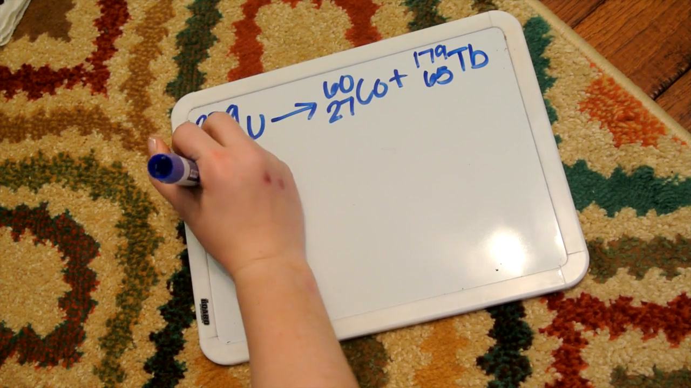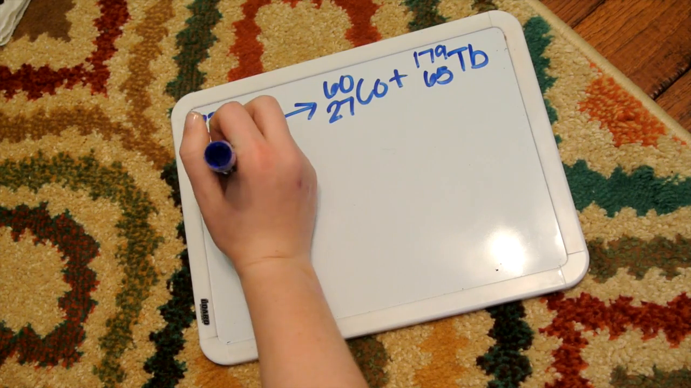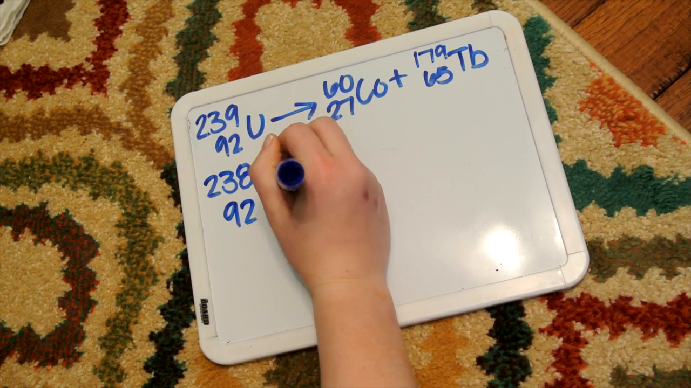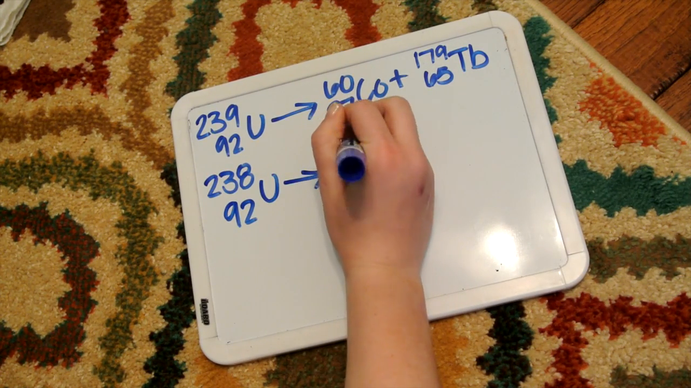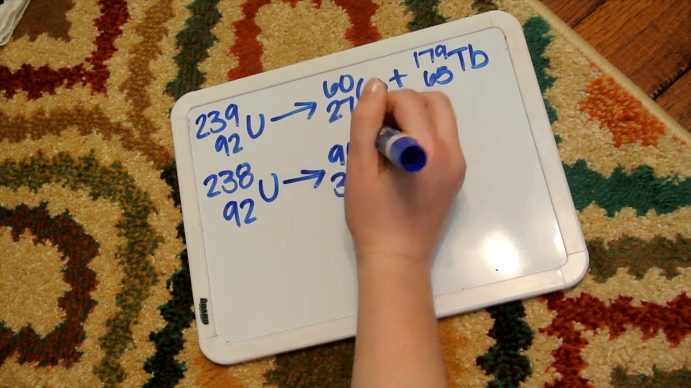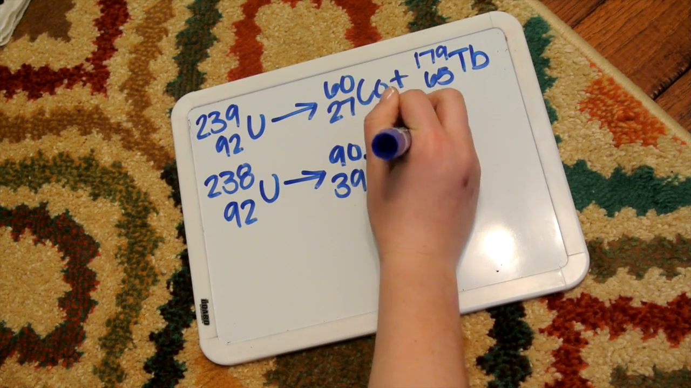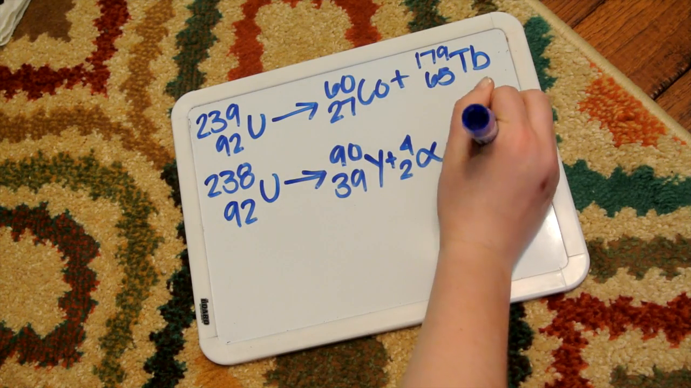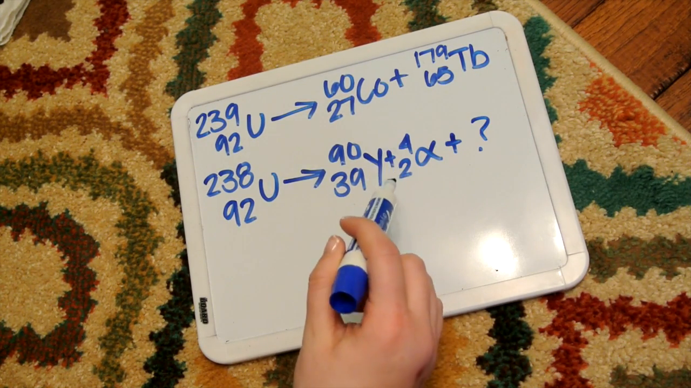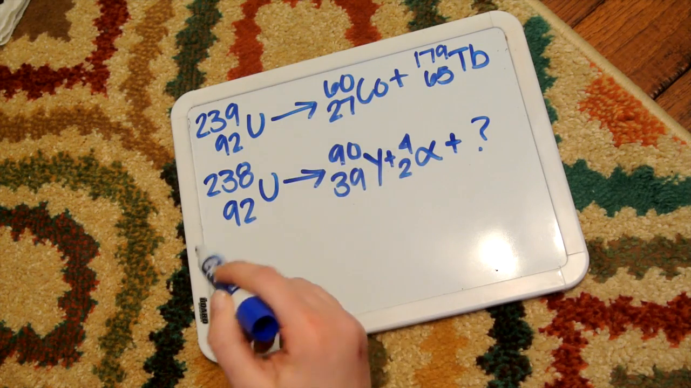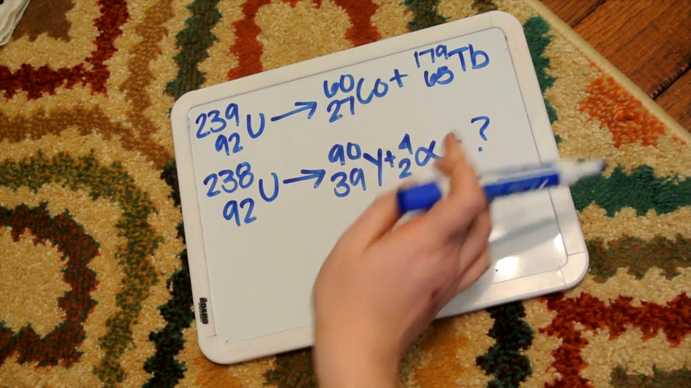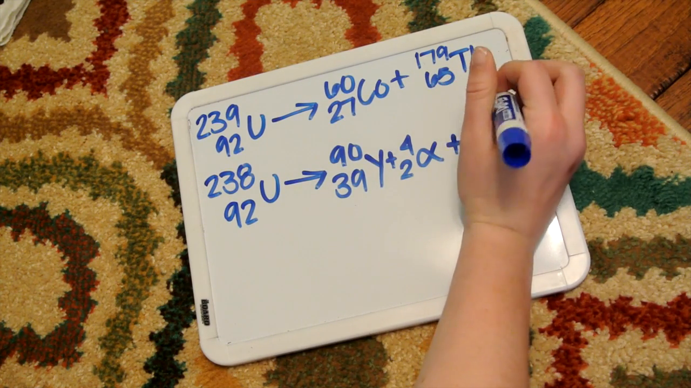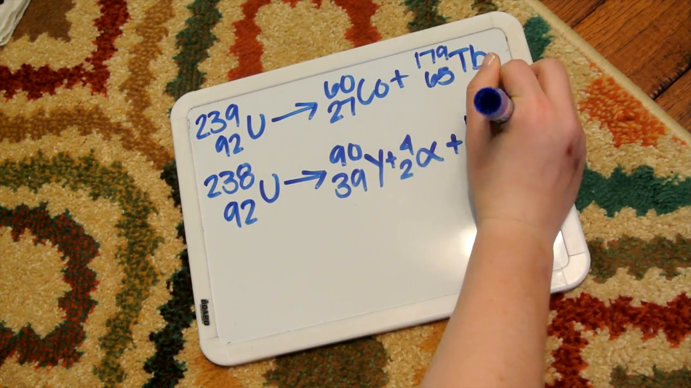Now let's start with a uranium-238 atom with an atomic number of 92. In this reaction, uranium will yield a yttrium-90 with an atomic number of 39 and an alpha particle. We are again left with an unknown something. Same as we did last time, let's find the difference. The difference between 238, 90, and 4 is 144. The difference between 92, 39, and 2 is 51. The element on the periodic table with an atomic number of 51 is antimony.